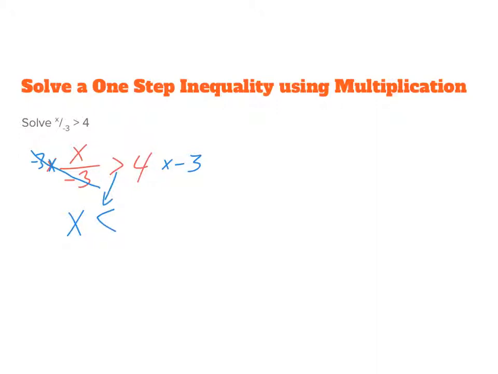So take a look right there. Notice the flip. And then on the right side, 4 times negative 3 gives me a negative 12. So my final answer is going to be x is less than negative 12. So again, multiplying by a negative flips the inequality, makes it face the other direction.